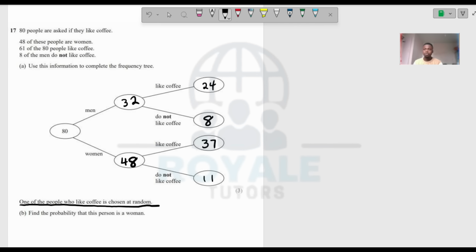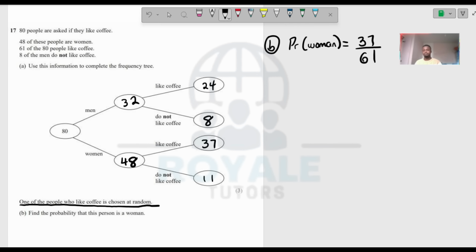So if one of the people who like coffee is chosen at random, then your basis of probability is based on those who like coffee. So let's see now. Is there probability that this person is a woman? So the probability that this person is a woman will be number of women. How many women? Now, not all women, because this is on the basis of who like coffee. So that should be how many women like coffee divided by how many people like coffee. And that will be it.